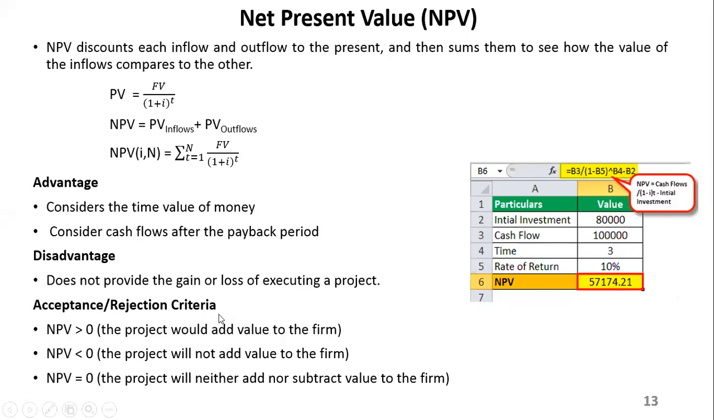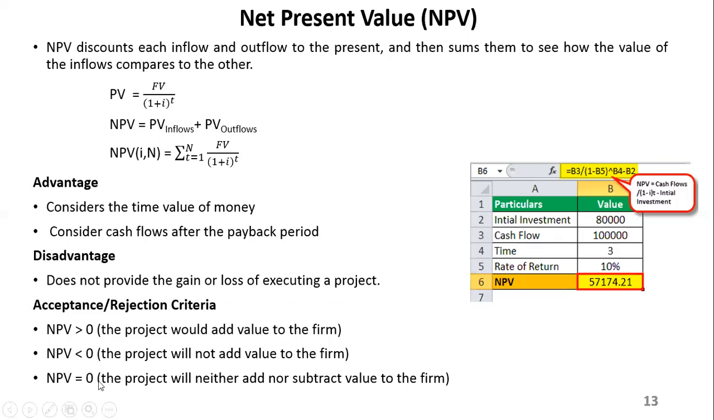And when it comes to the criteria for accepting or rejecting, basically what they say is if the NPV is more than 0, it means the project will add value to the firm. If it's more than 0, it basically means your inflows are more than your outflows. So it's generating more money coming into the firm. That project is bringing in more money, so it's a good project, and you can opt for that project. If it's less than 0, then it's removing value.